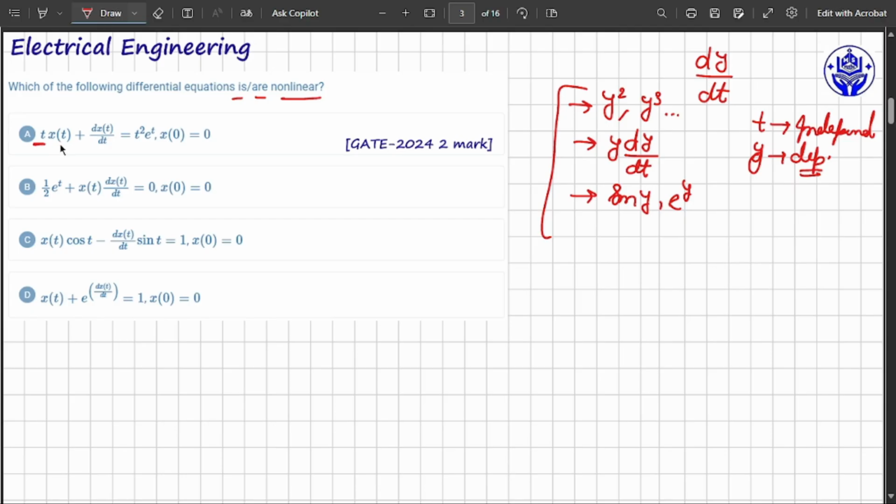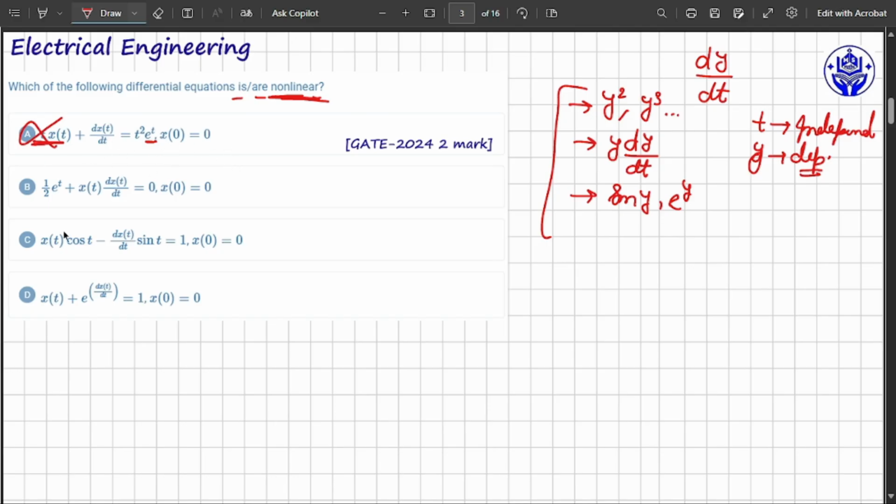So see, t is multiplied with x. It means here my t is independent and x is dependent. So the independent variable can multiply with the dependent one. It is asking about the non-linear case. So here, is it non-linear? No. Yes, it is e to the power of t, but it is a function of t, a function of the independent variable, so this is not non-linear.